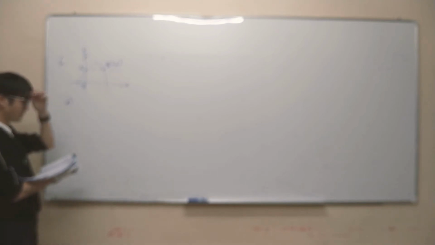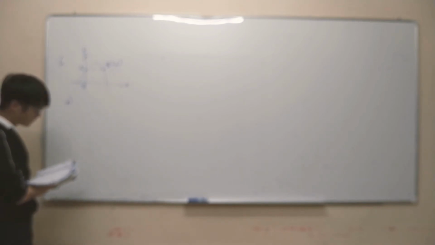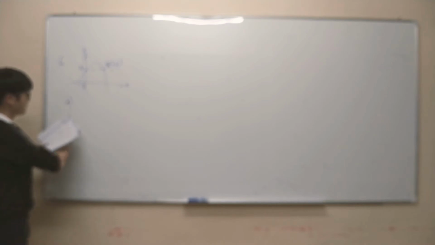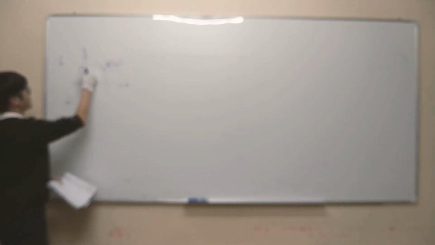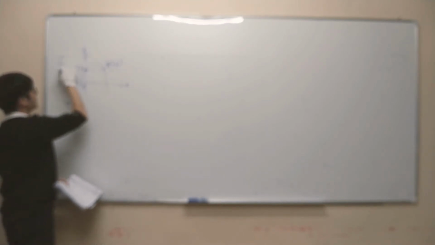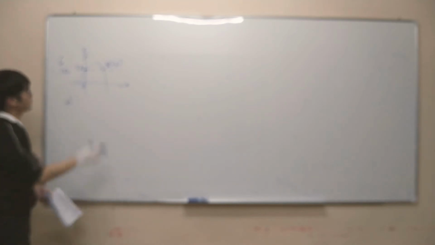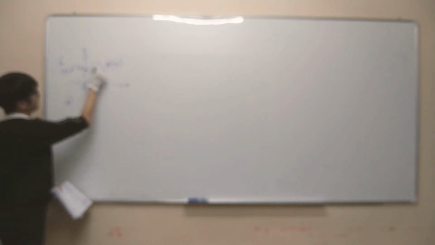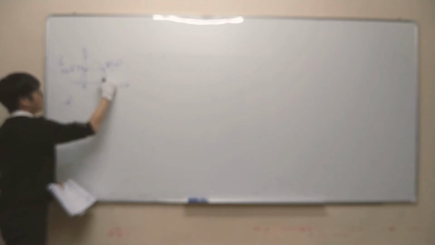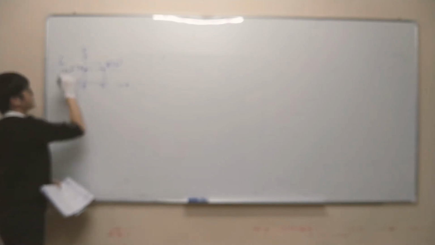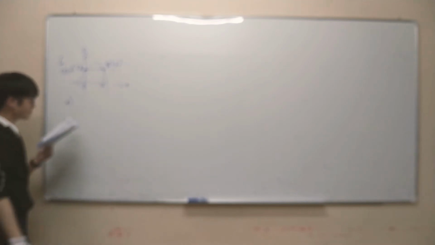Okay, so let's continue. Number 6, the diagram shows the curve of a quadratic function. Points A and B are on the curve. Point A is the y-intercept, so the x should be 0, and the y will be 6 because this is a straight line. It means that this is 4, this is 6. Here is 6. That's why this is (0, 6).